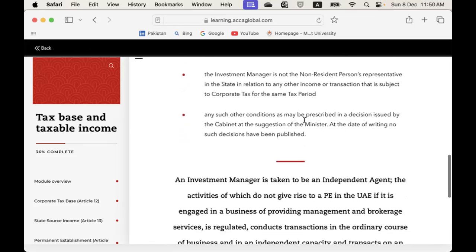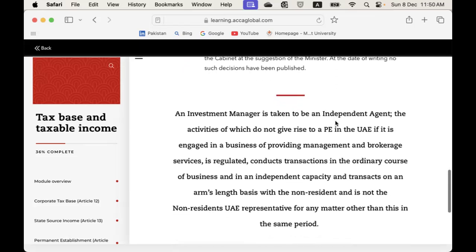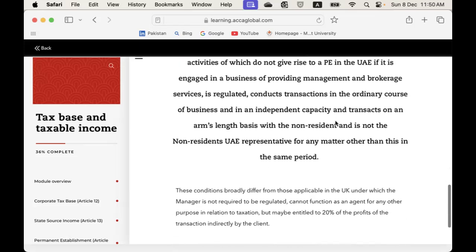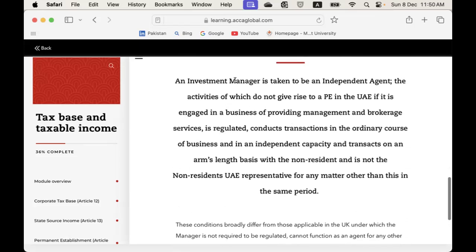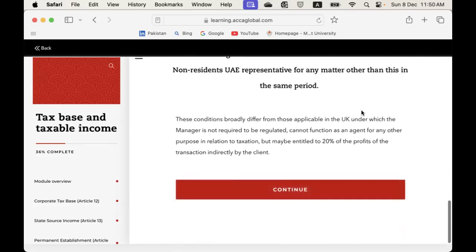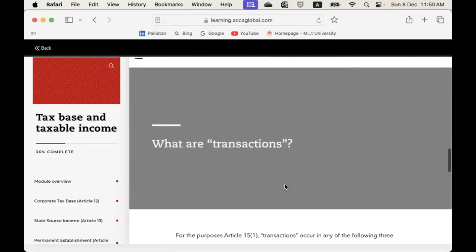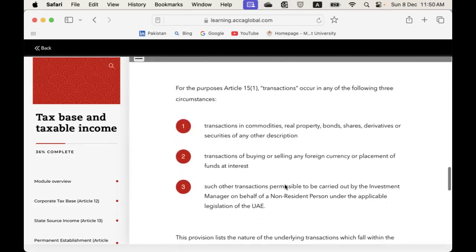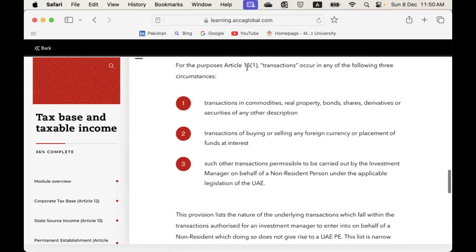Any other conditions as may be prescribed by a decision. So there was a decision actually issued on this. The investment manager is taken to be an independent agent, the activities of which do not give rise to a permanent establishment. So let me go to the next part. So what are transactions? For the purpose of Article 15, I think this is for the investment managers exemption.